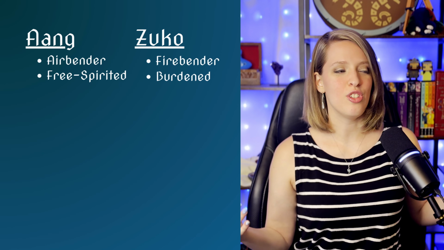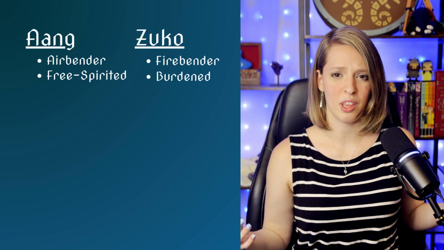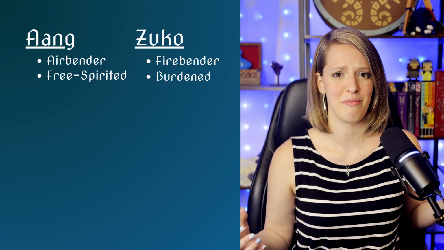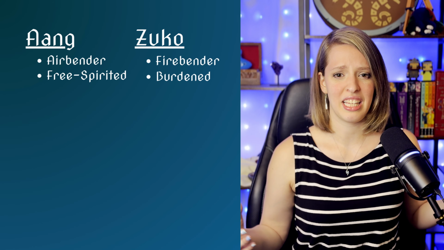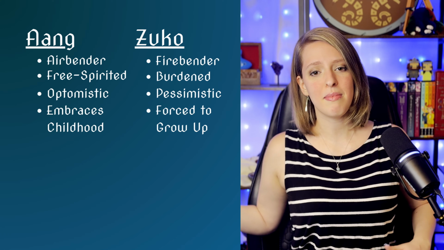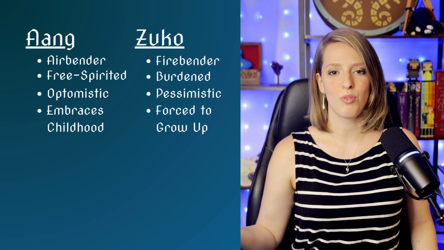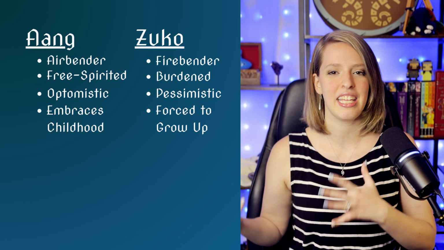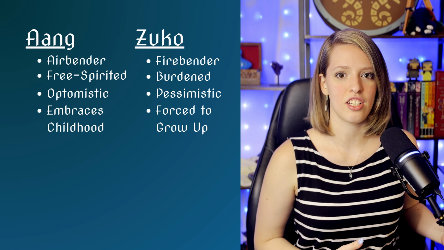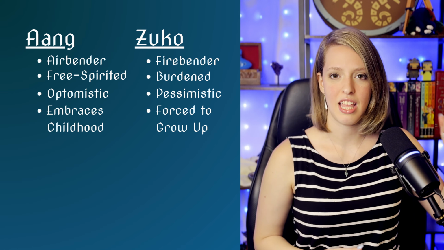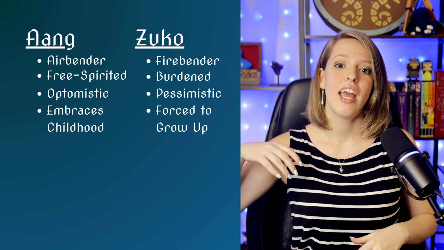Aang is this free-spirited kid. Zuko is burdened with great responsibility from a very early age. Where Aang is more optimistic, Zuko is pessimistic. Aang embraces his childhood. He loves being a kid. Zuko didn't get that chance. He was forced to grow up immediately.